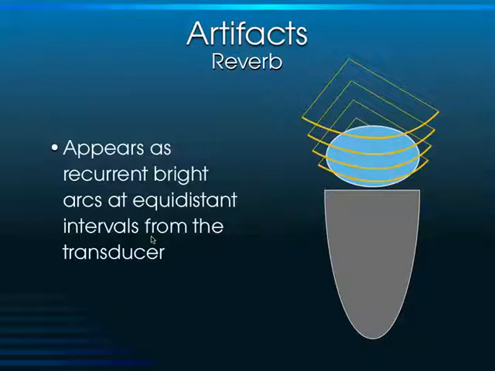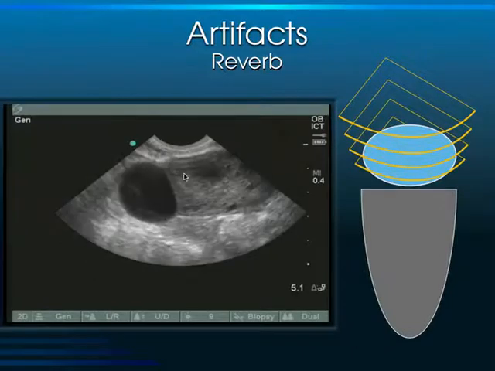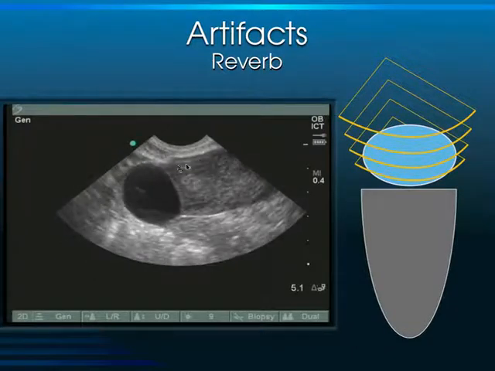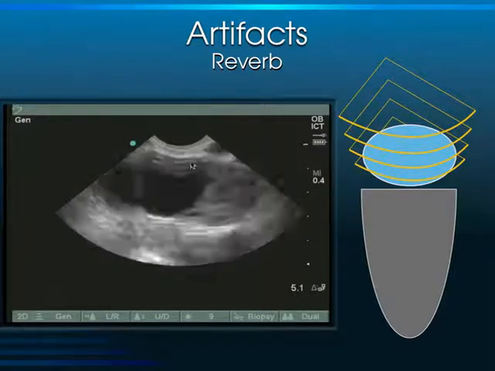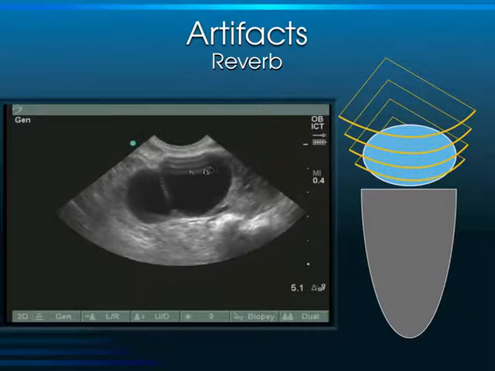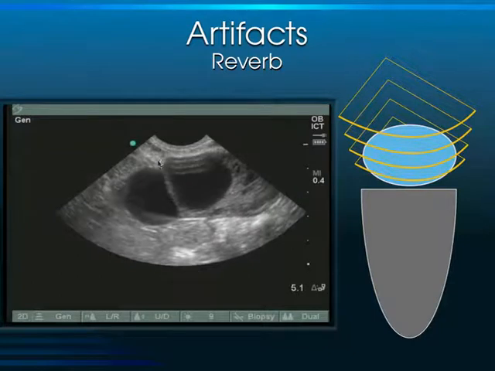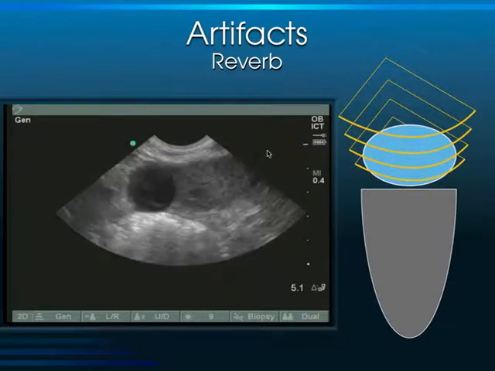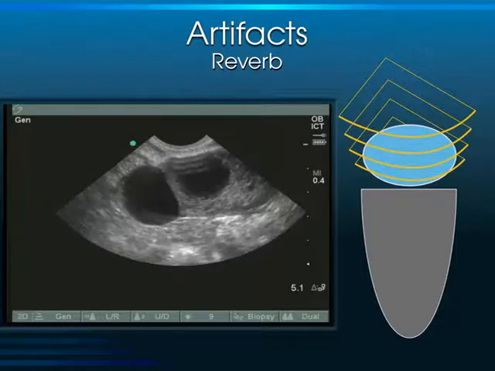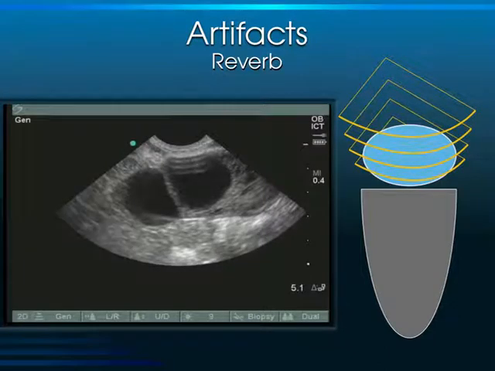Another type of artifact is reverberation or reverb. That's where you have equidistant arcs that come down from the top of the probe, and it appears like this. We see these equidistant arcs here coming down, and it's just a natural artifact that we see in all the transducers. And you just have to remember that that can happen, and that usually these artifacts cross the wall of the organ into the space next to the organ. That's how you know it's an artifact.